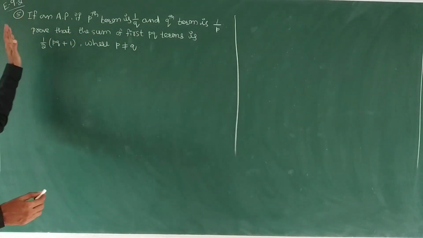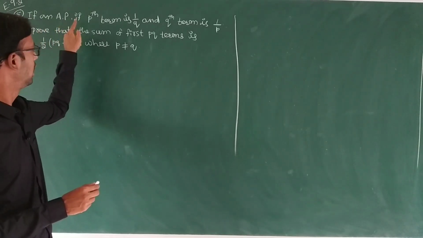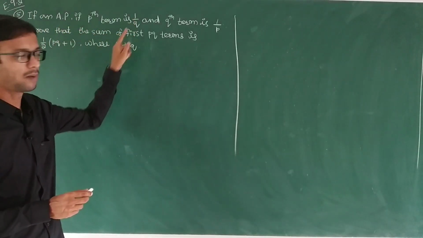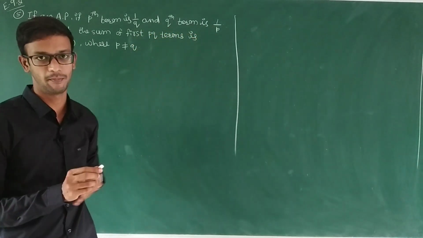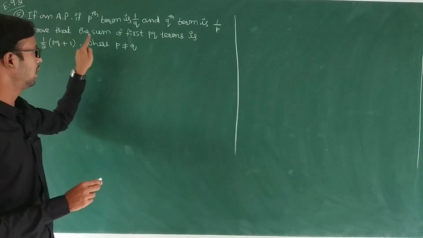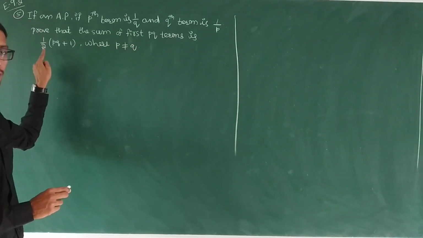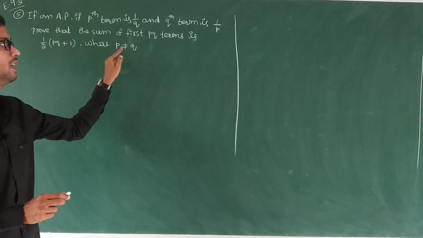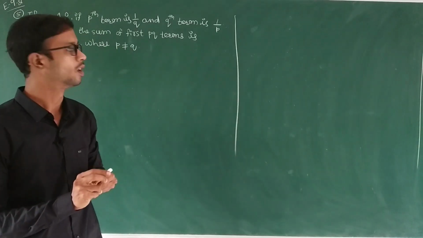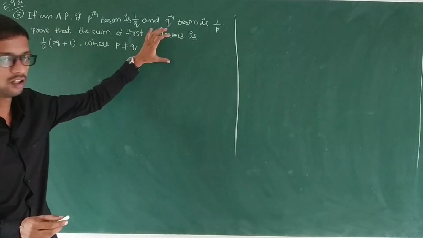Exercise 9.2, 5th problem. If in an AP the pth term is 1 by q and the qth term is 1 by p, prove that the sum of first pq terms is 1 by 2 into (pq plus 1), where p is not equal to q. We have to prove this one.